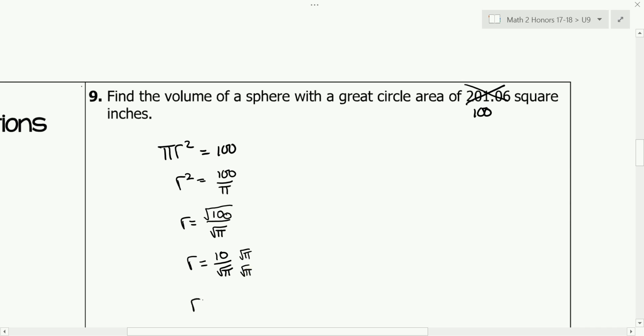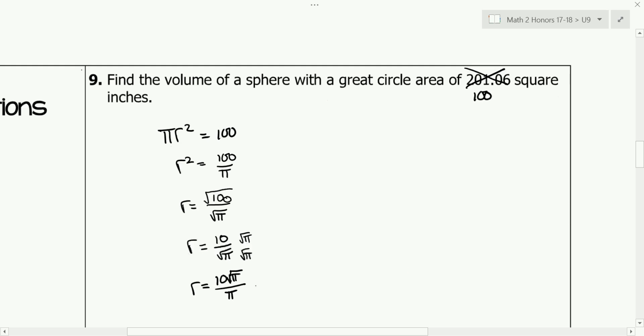And so we get the radius is 10 square root of pi over pi. Question? Okay. So now let's plug this into our formula. Our volume for the sphere is 4/3 times pi times our radius cubed. So 10 square root pi over pi to the third power.